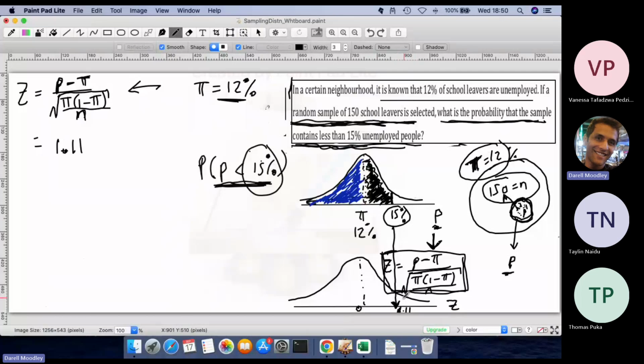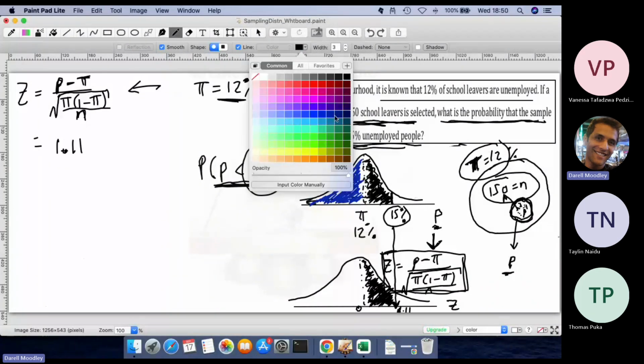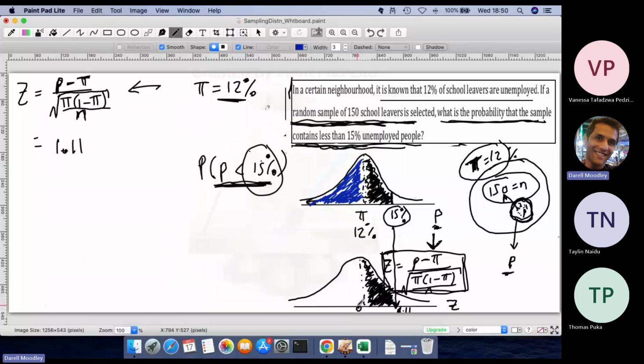Now we need to work out the area to the left of 1.11 for the Z curve, this area here in black. You can get this from your table. The blue area is very easy. Everything to the left of 0 is 50%, because the graph splits the area into 50% on the left of 0 and 50% on the right. It's symmetric, as we did in the last session. So for the blue area you don't even have to look at your book. It's half the graph, so that's just 50%.